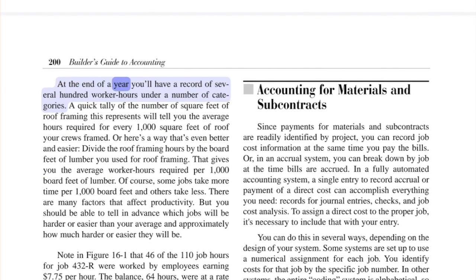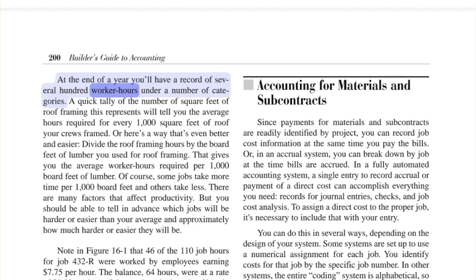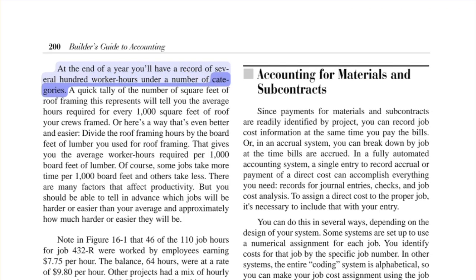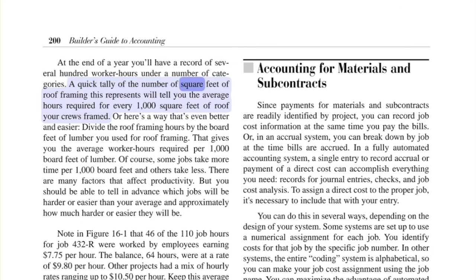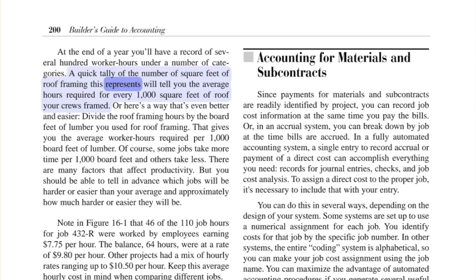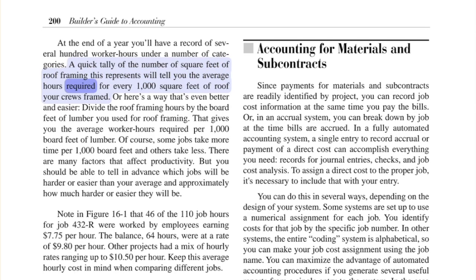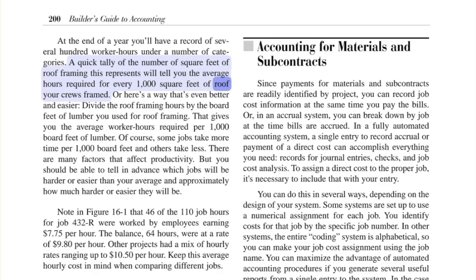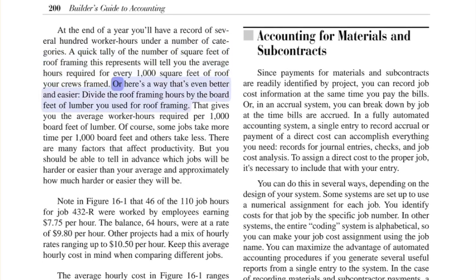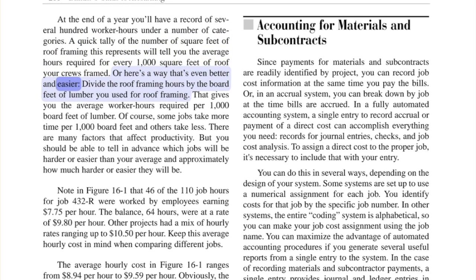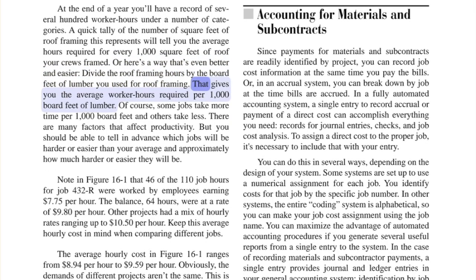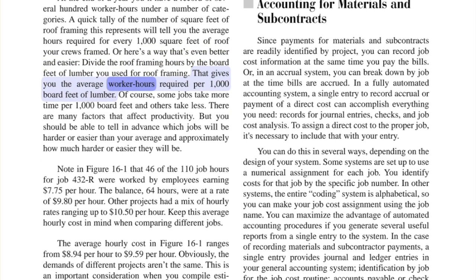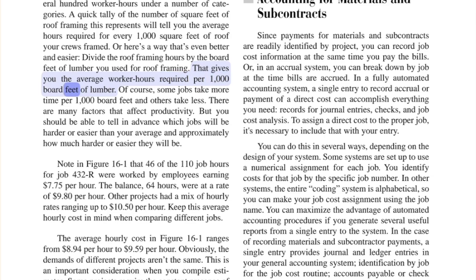At the end of a year, you'll have a record of several hundred worker hours under a number of categories. A quick tally of the number of square feet of roof framing this represents will tell you the average hours required for every 1,000 square feet of roof your crew's framed. Or here's a way that's even better and easier. Divide the roof framing hours by the board feet of lumber you use for roof framing. That gives you the average worker hours required per 1,000 board feet of lumber.